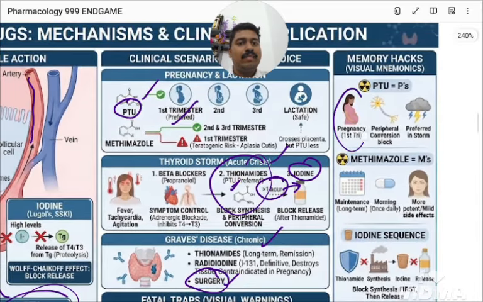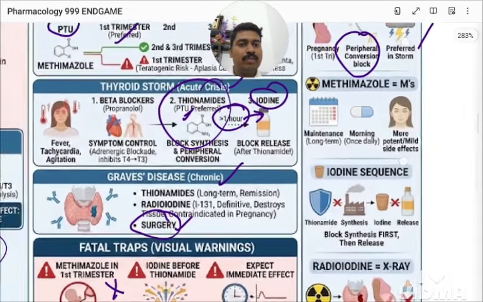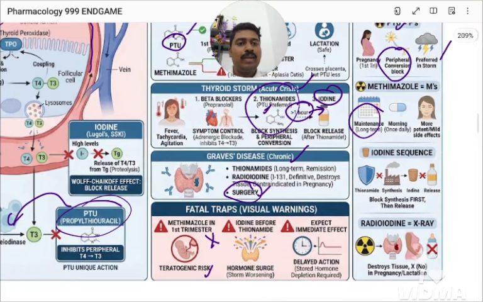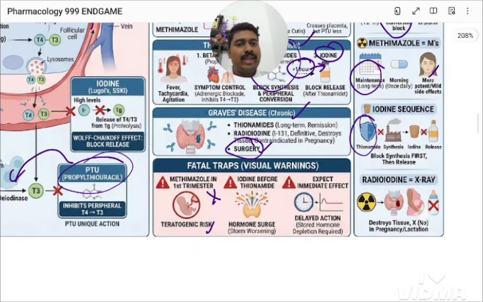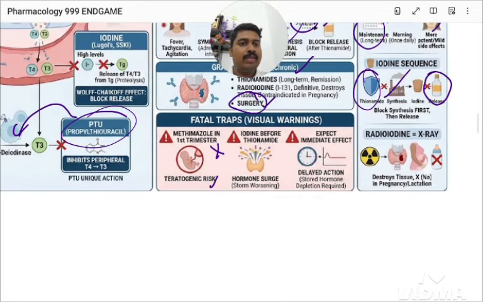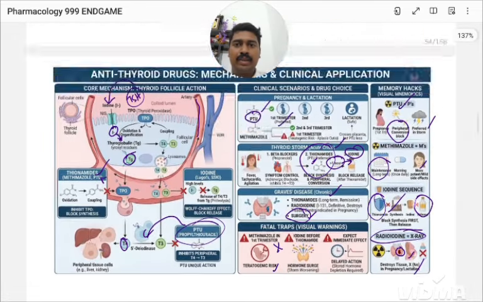In the first trimester of pregnancy you will give PTU. It blocks peripheral conversion, and it is also preferred in thyroid storm. Next, methimazole is used for long-term maintenance, with one morning daily dose. It is more potent and has milder side effects, because propylthiouracil is known to cause hepatotoxicity. Thionamide inhibits the synthesis, that is, it blocks thyroid peroxidase enzyme, and iodine by the Wolff-Chaikoff effect decreases thyroxine release. Next, radioiodine is used in case of some secretory nodules where thyroxine secretion is increased, and it is contraindicated in lactation and pregnancy, so we don't do thyroid ablation during that time.